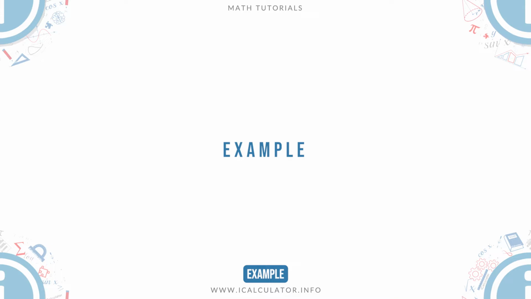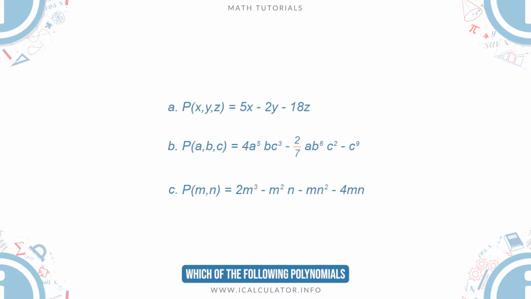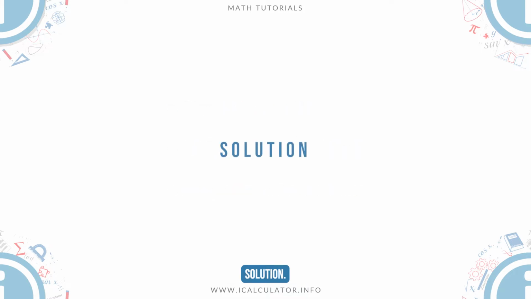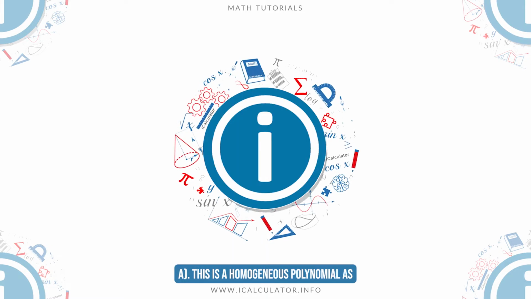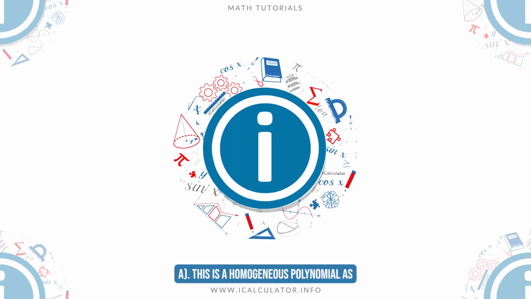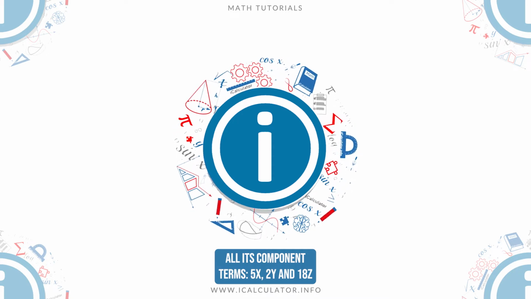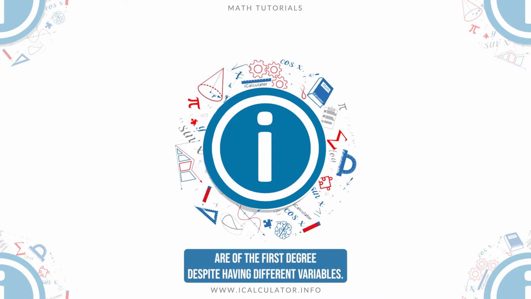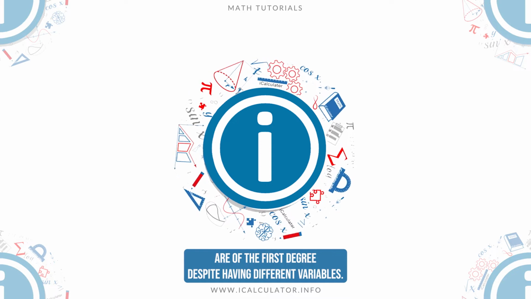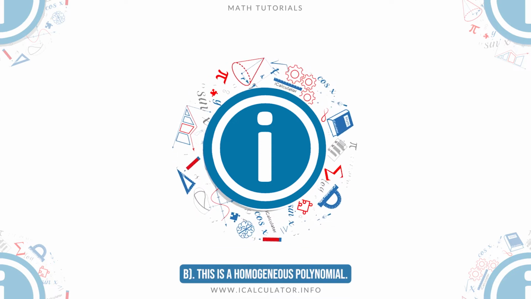Example: which of the following polynomials is homogeneous? Solution: A. This is a homogeneous polynomial, as all its component terms, 5x, 2y and 18z, are of the first degree, despite having different variables. B.